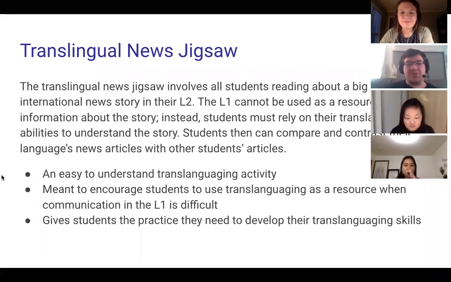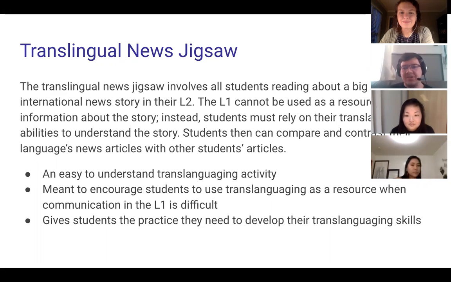All right, so for our activity, we were borrowing a translingual news jigsaw. Basically it involves students in a multilingual classroom. They pick out an international news story that's very big and popular, something that's happening across the world, and they have to research the news story in their L2. So if their L1 is English, they cannot use English to gather information. They have to rely on their L2 knowledge to gather that information and then translanguage it.